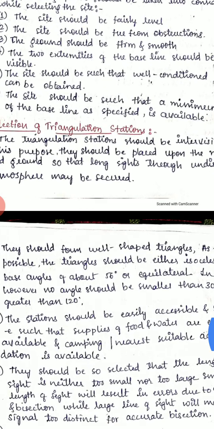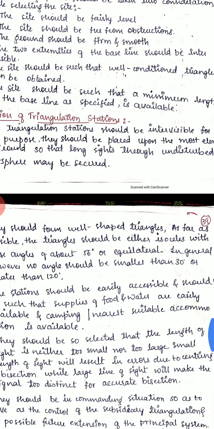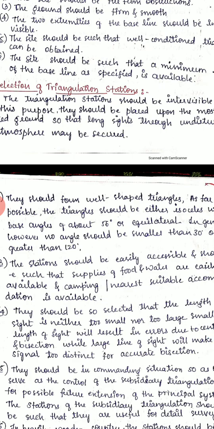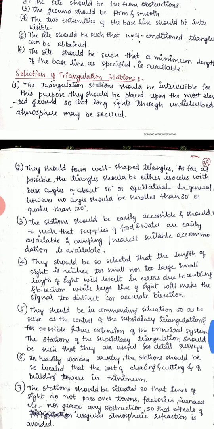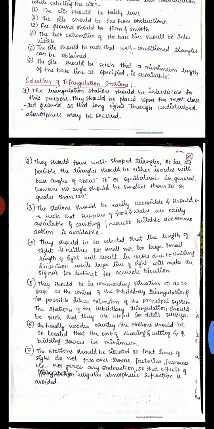The next point is selection of triangulation system. The triangulation stations should be intervisible. For this purpose, they should be placed upon the most elevated ground so that a long sight through undisturbed atmosphere may be secured. They should form well shaped triangles. As far as possible, triangles should be either isosceles, with base angles of 56 degrees, or equilateral. Minimum angle in triangles should be 30 degrees, and it should not exceed 120 degrees.